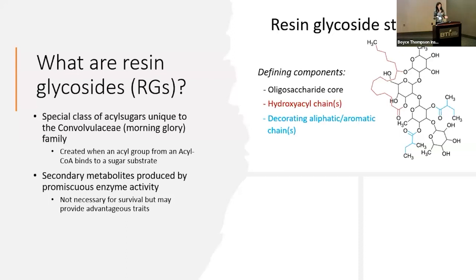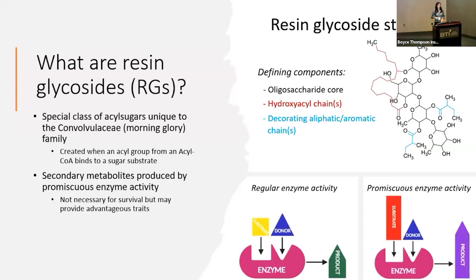And so these are actually secondary metabolites. Basically what that means is here you have your regular enzyme activity, right? It's specific to the substrate that it works with most of the time. And so it creates the product that is most commonly seen. But sometimes, especially in the absence of that primary substrate, this enzyme can bind to other similar substrates. And so then you can get a secondary metabolite.